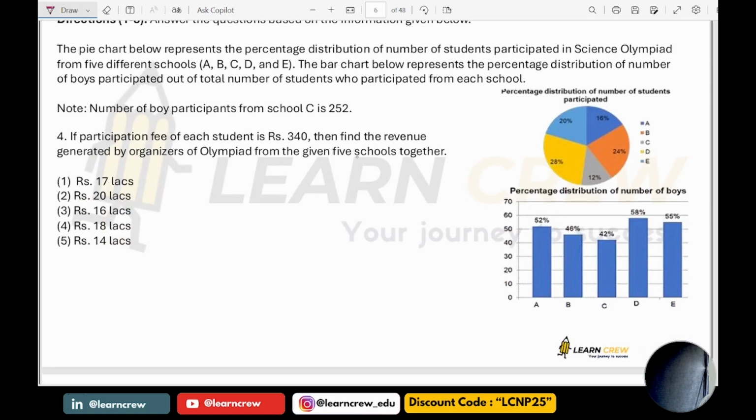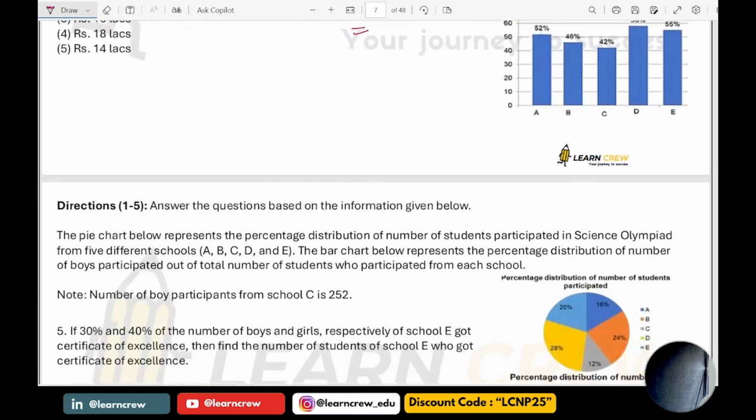From the given 5 schools together, here totally we have how many? What is given here? 340 rupees is generated, right? So what will be the total figure? If you add 1200 plus 800, 2000 plus 600, 2600 plus 1400, 4000 plus 1000, 5000, 340 into 5000, which is equal to 17 lakhs. 17 lakhs is the answer.